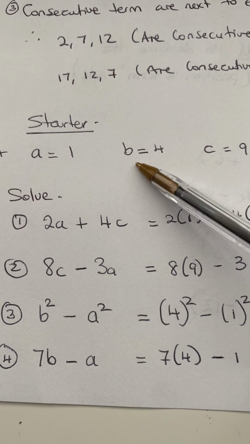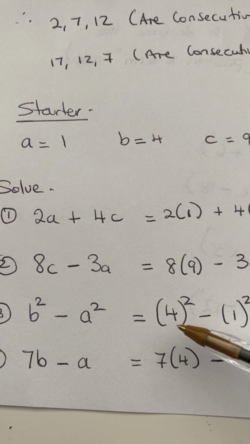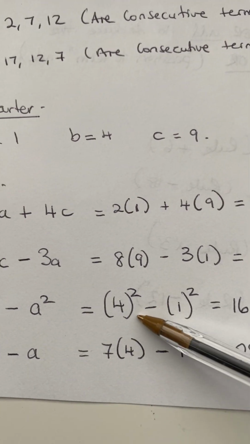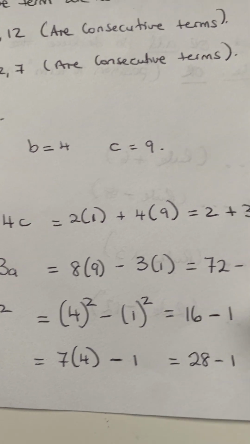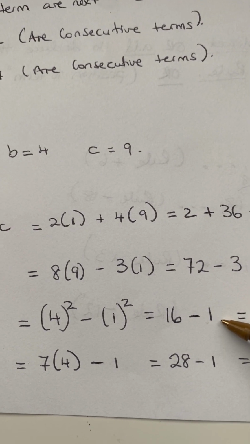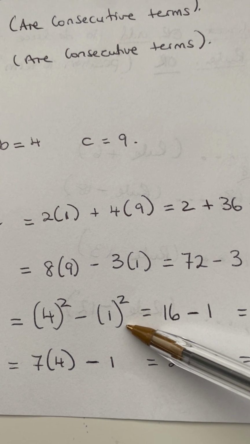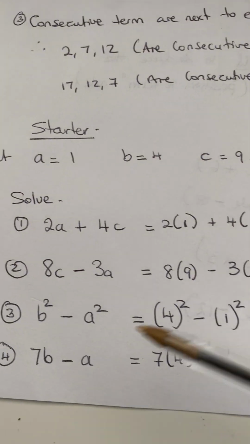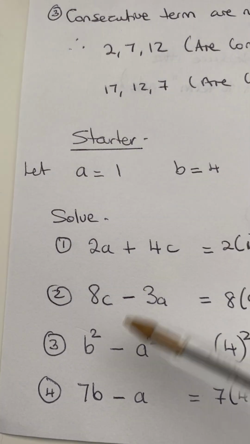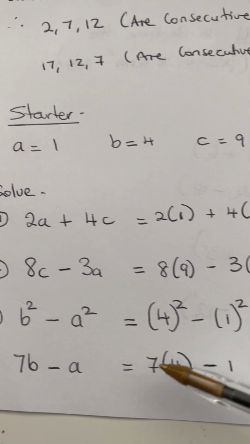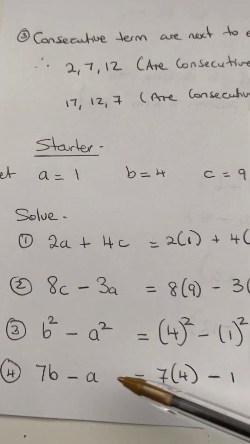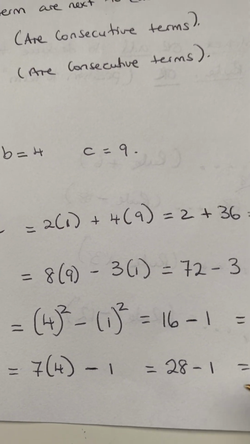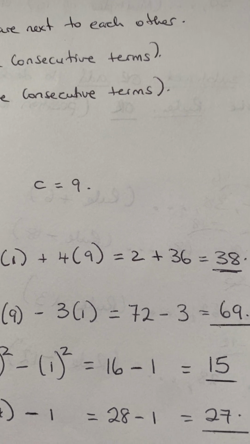B squared, so 4 squared is here, A squared is 1. So 4 squared minus 1 squared is 16 minus 1. 1 squared is 1. So that will be 15. 7b. B is 4. So 7 times 4 is here 28. Minus a, 1. So 28 minus 1 is 27.